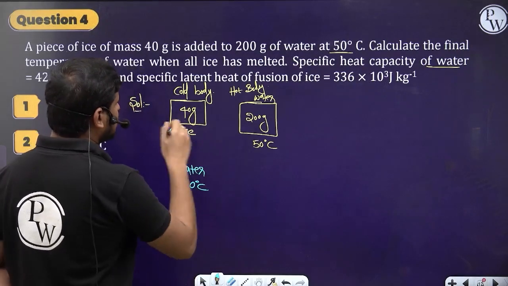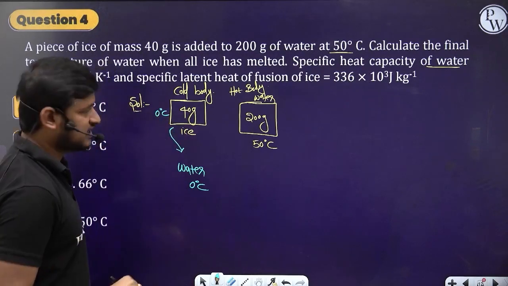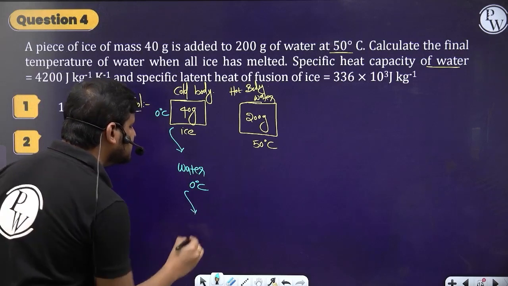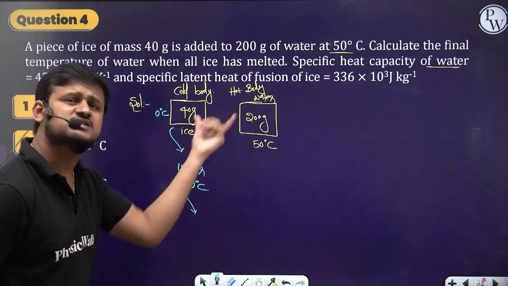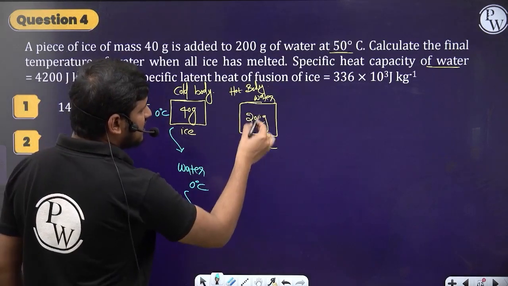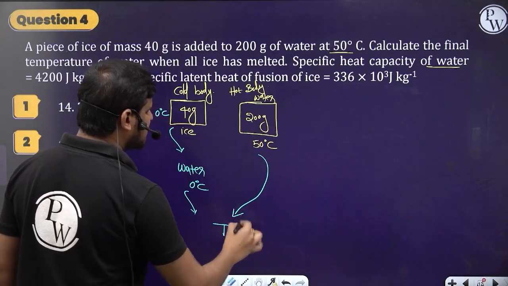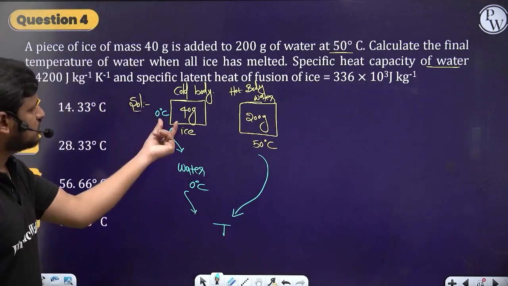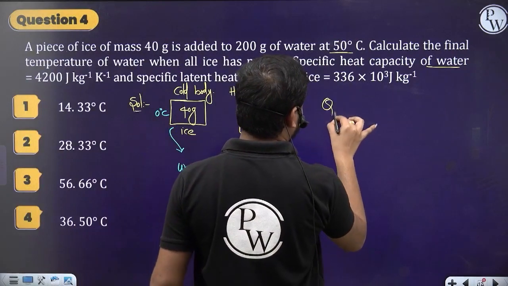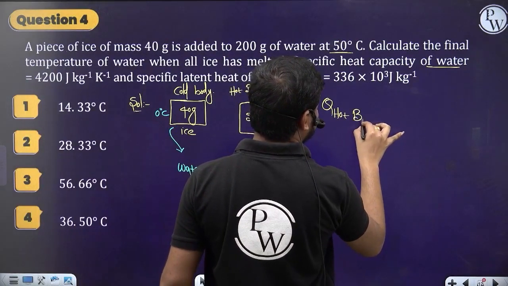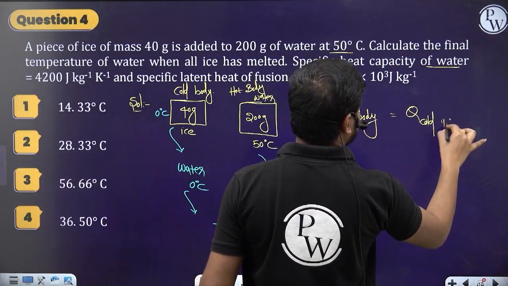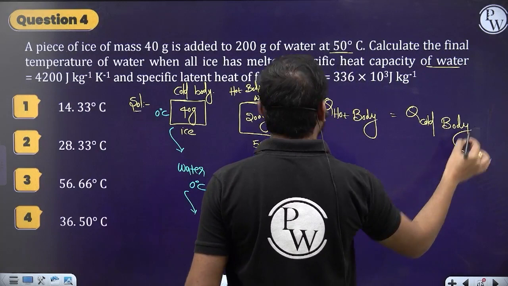So it is ice at 0 degree centigrade initially. It will become water at 0 degree centigrade. Then its temperature will be raised to some temperature T, whereas the hot water's temperature directly comes to some temperature T. So what are the heats required here? The heat lost by the hot body is equal to the heat gained by the cold body. That's it. So you can write the concept now.